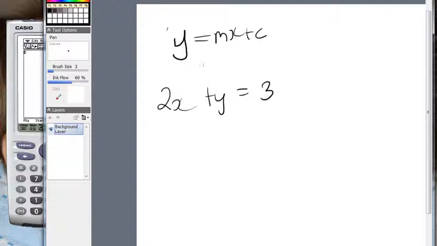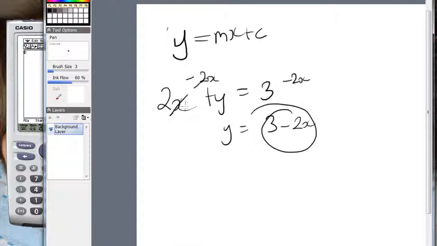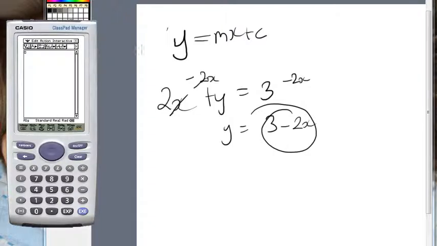The calculator won't plot this if I type it in like this. Now there's a couple of ways of changing it. We can do a transpose to make y the subject by hand, which would be to take 2x from both sides, cancelling out, leaving us with y equals 3 take 2x. So I could plot this on the calculator, but just say we had a tougher linear relation that was more difficult to transpose. We can actually get the calculator to do it for us.